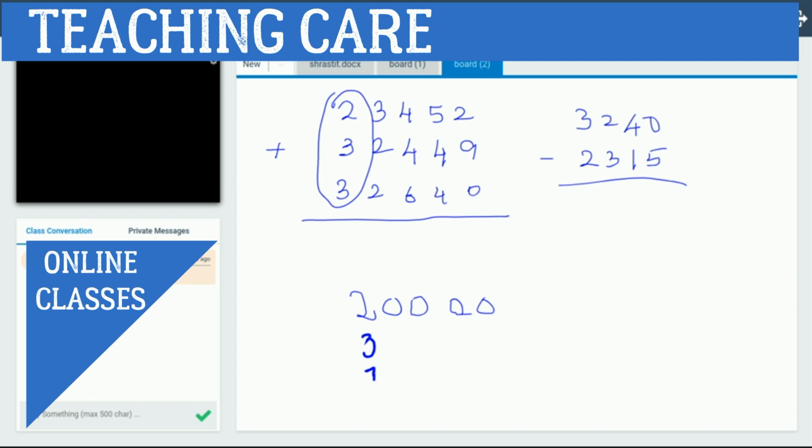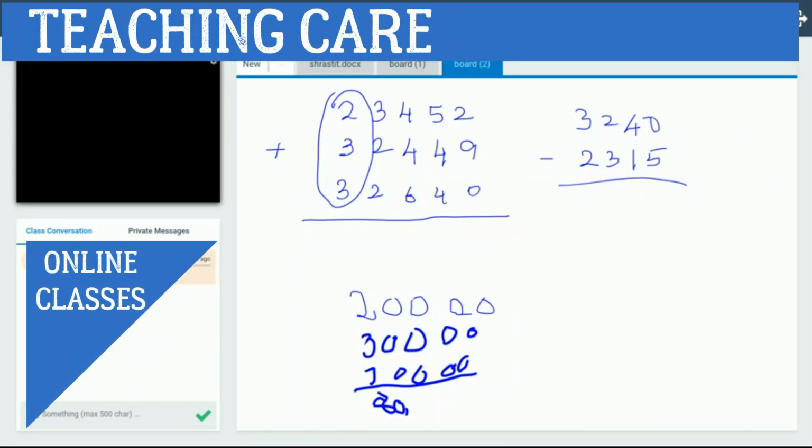3 and this is 3. How many ever zeros are there? You just skip them. 3 plus 3 is 6. 6 plus 2 is 8,000. Sorry, it's 80,000. Yes, correct.